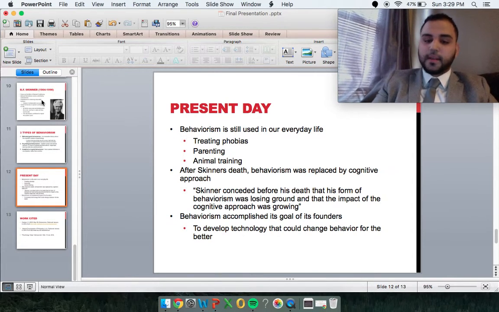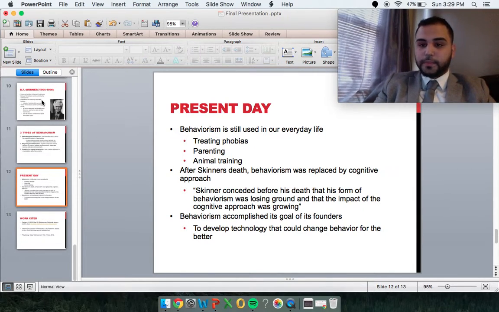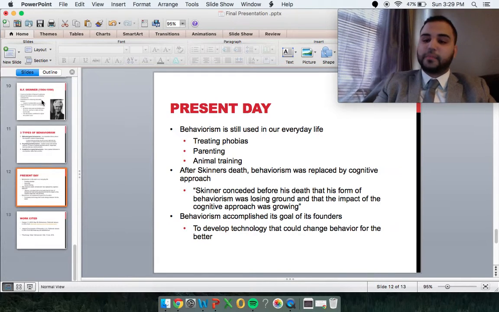He realized that. So behaviorism accomplished the goal of its founder, which was to develop technology that could change behavior for the better and for humans to better understand why they do the things they do, even if it's a natural act of behavior.